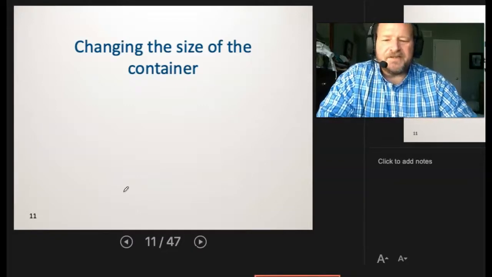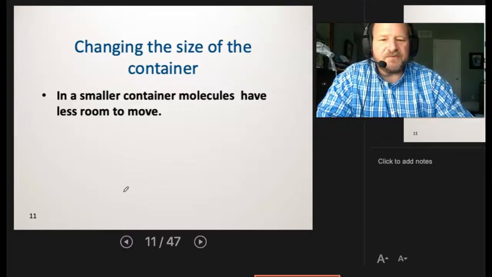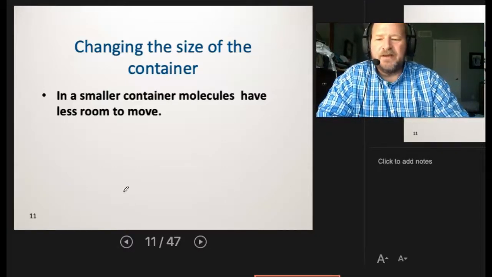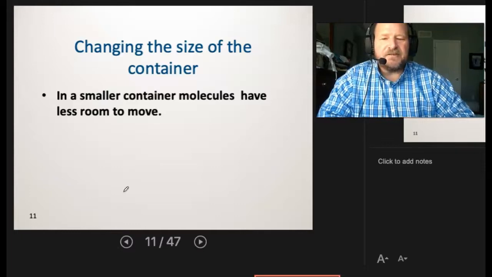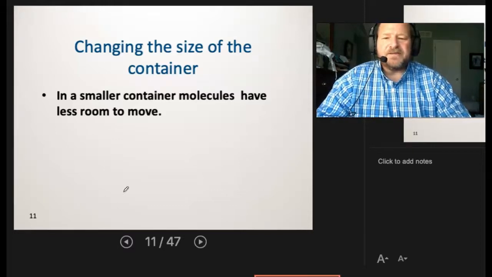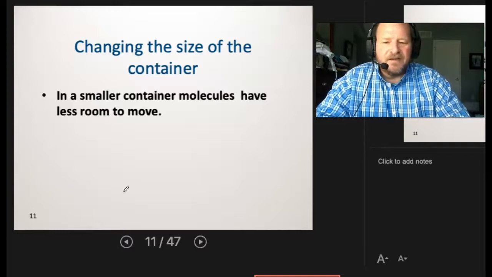What happens if I start messing with the volume? So in a smaller container, molecules have less room to move. Right? That's simple truth. You might not be able to tell this semester, or if you're not coming on campus, you can't tell. But on a typical Monday morning, our campus is just lively with cars, right? Cars are everywhere.